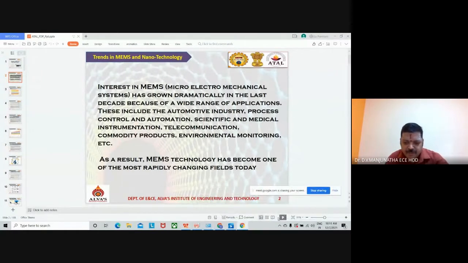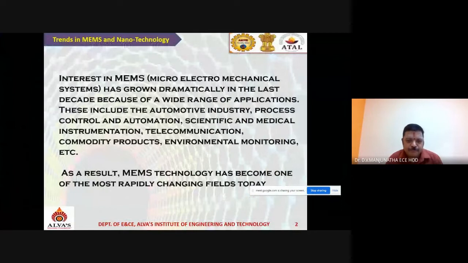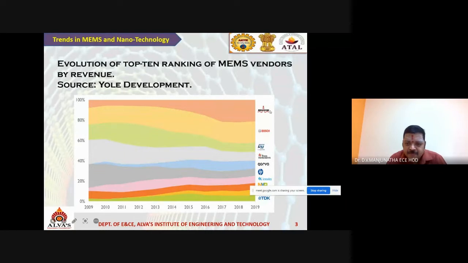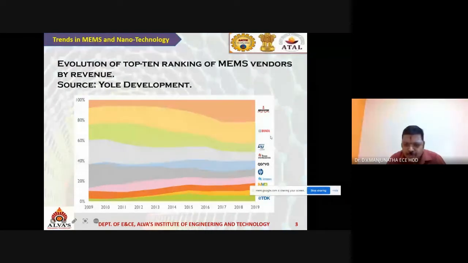Let me do it in slideshow. So the evaluation of the top 10 ranking MEMS vendors by revenue is given in this graph. It is starting from 2009 to 2019. Who are all the giants in this area? The first is Broadcom. Next is Bosch. Then ST Microelectronics, Texas Instruments, etc.